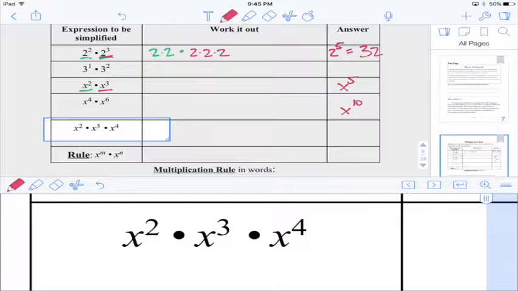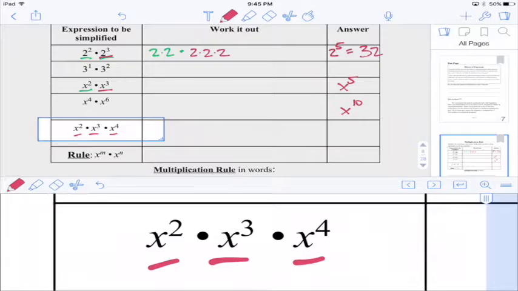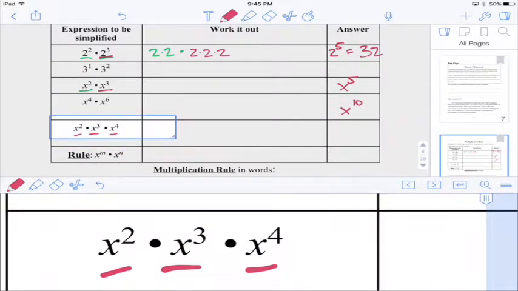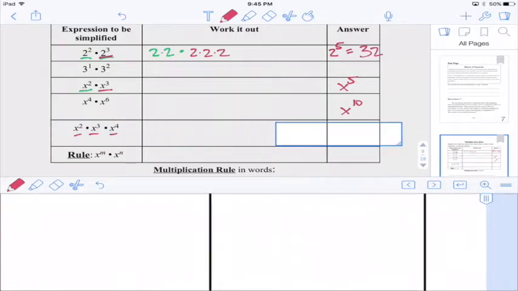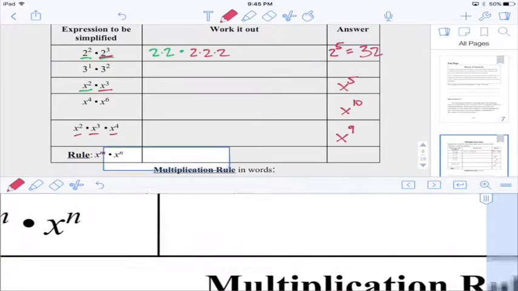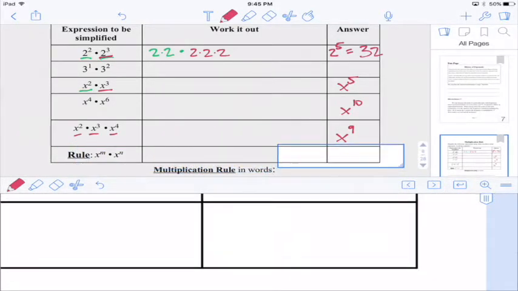Now, if you realize the math actually makes your life a whole lot easier because you don't have to write it out 2 times, 3 times, 4 times, just like that. You can actually use the shortcut. If you realize this is happening, this will be 2 plus 3, which is 5, plus 4, which is 9, x to the 9th. So what's happening is if we have x to some m power times x to some n power, this means x to the m plus n.